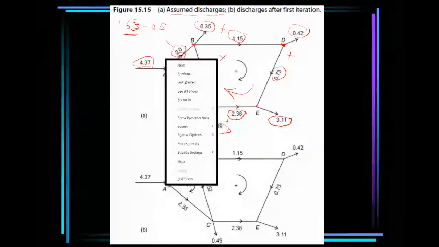You can see the inflow is here. Okay, this is the initial inflow into the system. So the pressure head is given at this point to be 100 feet.